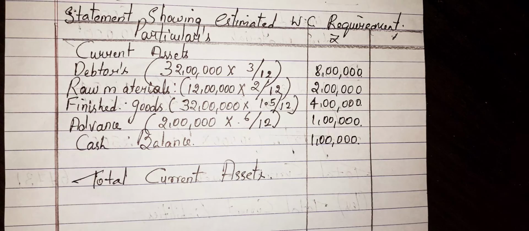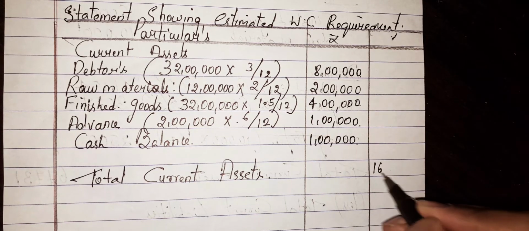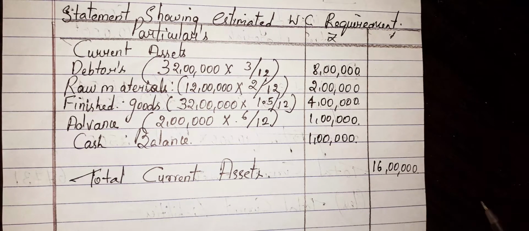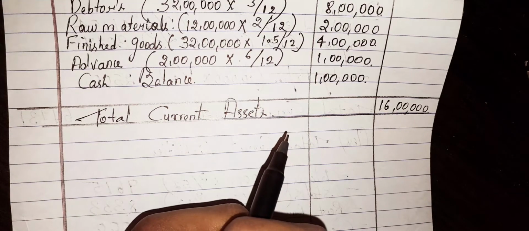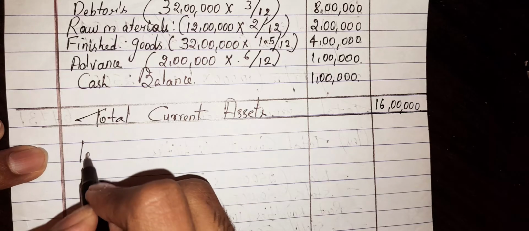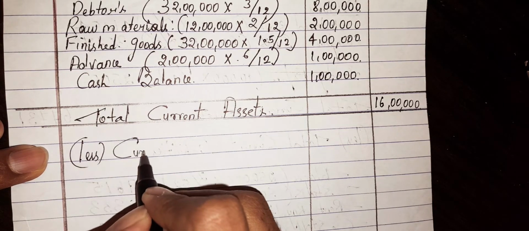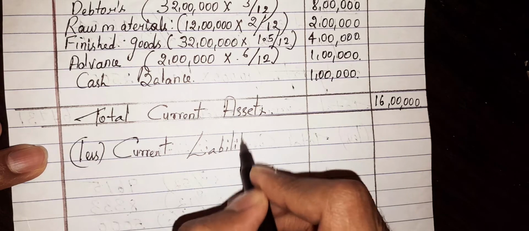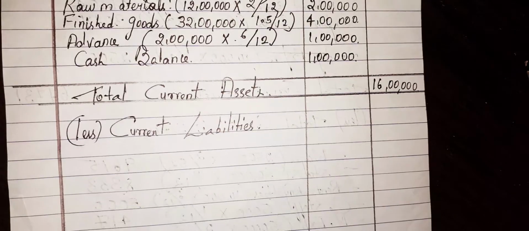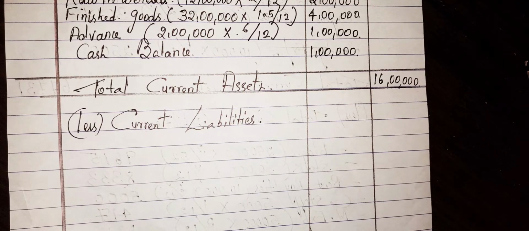So it will be 8 lakh plus 2 lakh plus 4 lakh plus 1 lakh plus 1 lakh. It will be 16 lakhs. So total current assets will be 16 lakhs. Now from this current assets, we have to subtract current liabilities.